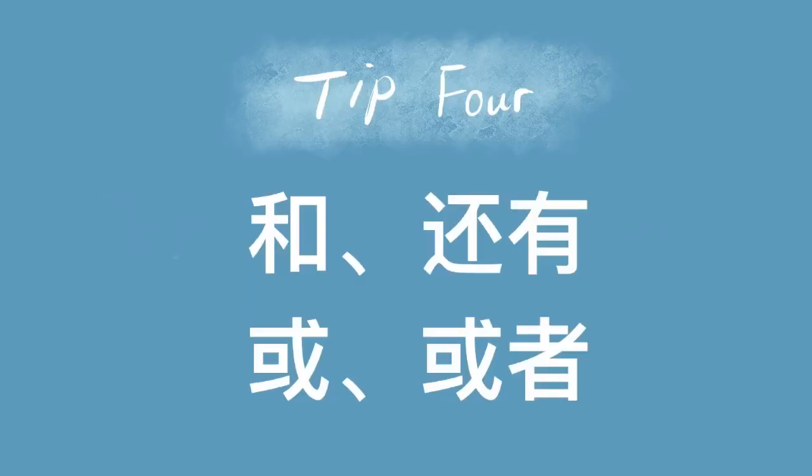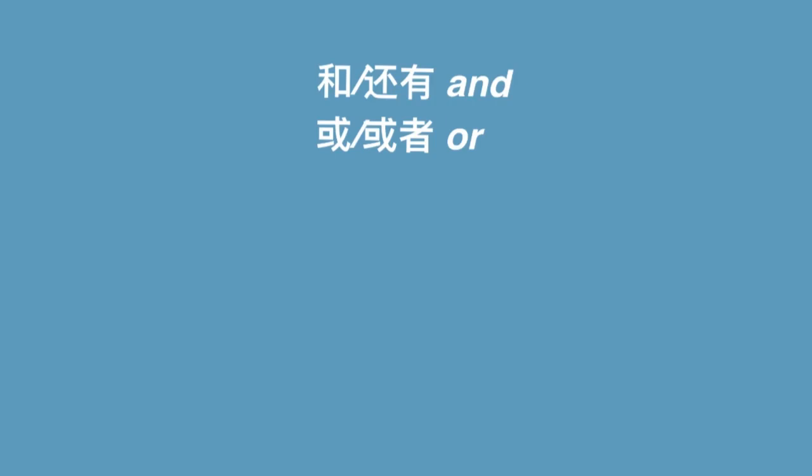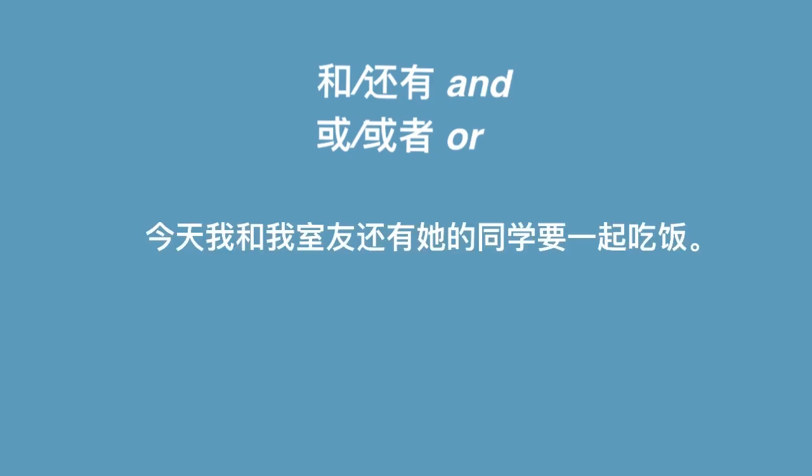And the fourth magic words are 和, 还有, and 或, 或者. They basically mean and, or. For example, 今天我和我室友还有他的同学要一起吃饭.